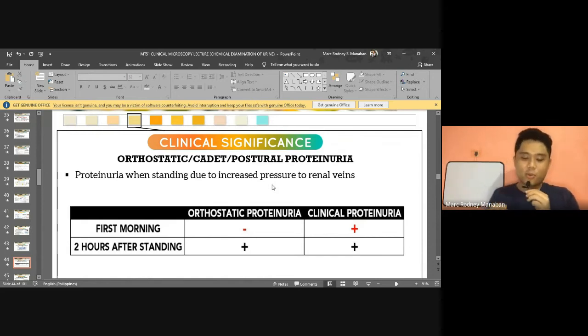Okay? All right. So that's for orthostatic, cadet, or postural proteinuria. Right, cadets? Cadets usually stand for several hours. Usually, this orthostatic proteinuria is not exhibited by everyone, no? Only some exhibit it. And it needs monitoring, okay? Because in the long run, it can progress to a more serious condition. So it needs evaluation every 6 months, if I'm not mistaken. Is that right, Branzel? Every 6 months and then monitoring, all right? Again, to prevent serious cases or complications in the future.